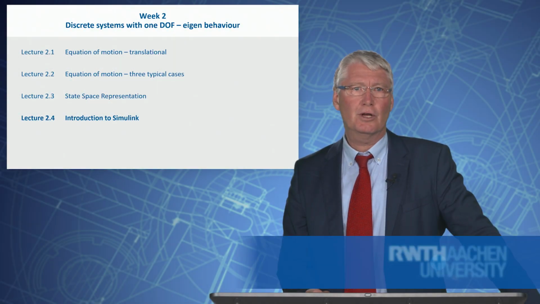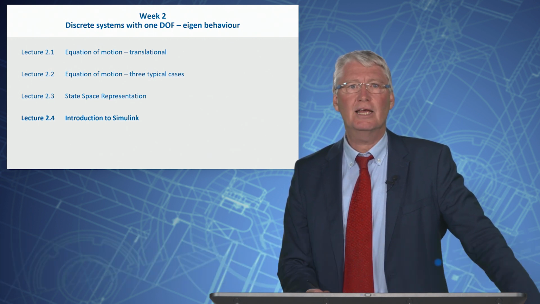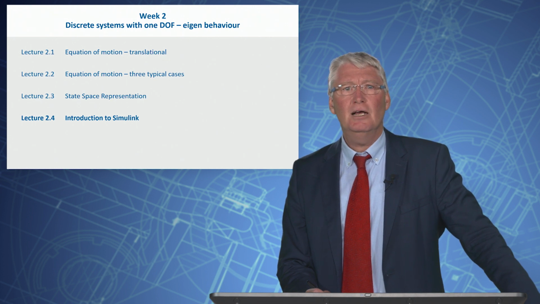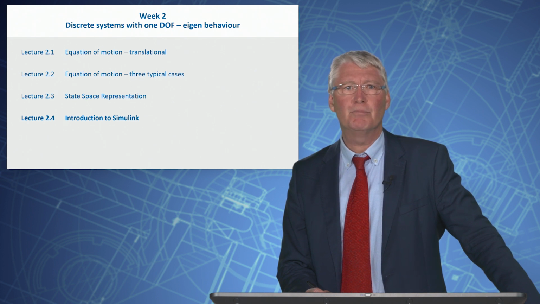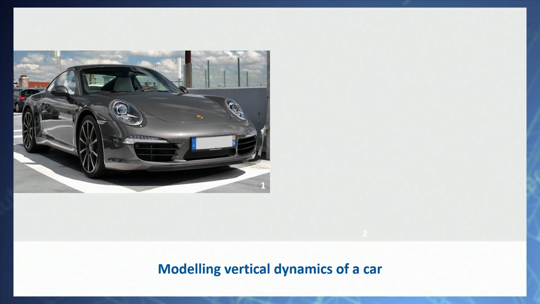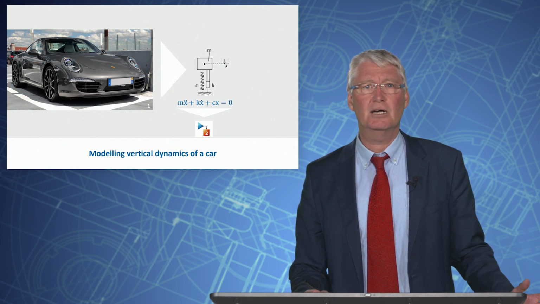Today we are again talking about discrete systems with 1 degree of freedom. We are still talking about the eigenbehavior and especially looking at how to solve the ordinary differential equation system using Simulink. So again, the example is the model of vertical dynamics of a car, the very simple 1 degree of freedom model with a mass, with a spring and the damping factor.